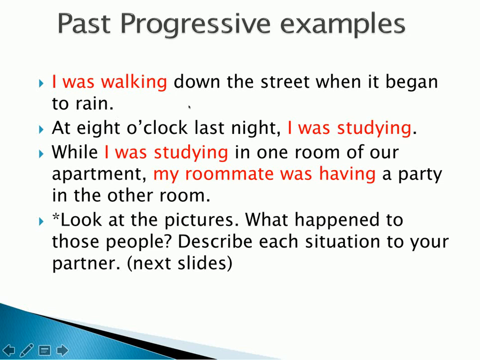I was walking down the street when it began to rain. So my longer action would be I was walking down the street. This is my longer action. And it was interrupted by the short action, it began to rain. At 8 o'clock last night, I was studying. While I was studying in one room of our apartment, my roommate was having a party in the other room. So here you have two actions and you have while, when, okay, to connect them.